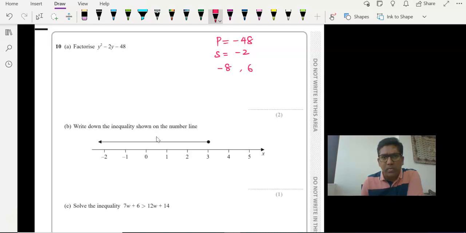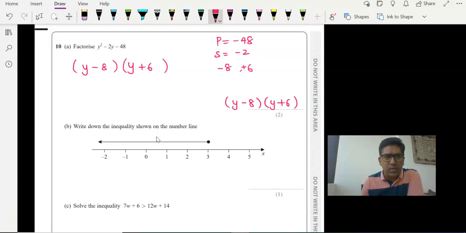So the bigger number should be minus, and this should be plus. When you add both, minus 8 plus 6 gives me negative 2. When you multiply, you get negative 48. So you open two brackets, start with y, and put the factors negative 8 here and positive 6. Okay, so y minus 8 and y plus 6.